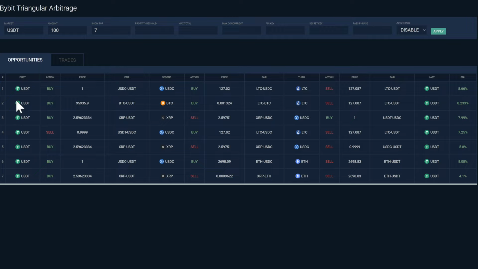So we're gonna need some USDT in our wallet, and then we're gonna sell, and then we're gonna buy some BTC using USDT, and then swap that BTC to Litecoin, and then sell the Litecoin to USDT, and this is the percent you're gonna make, at least 8% and stuff like that.